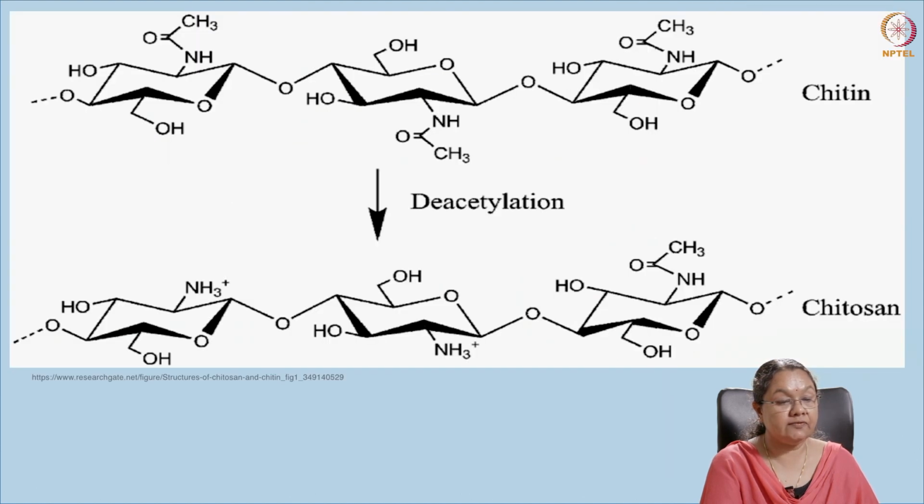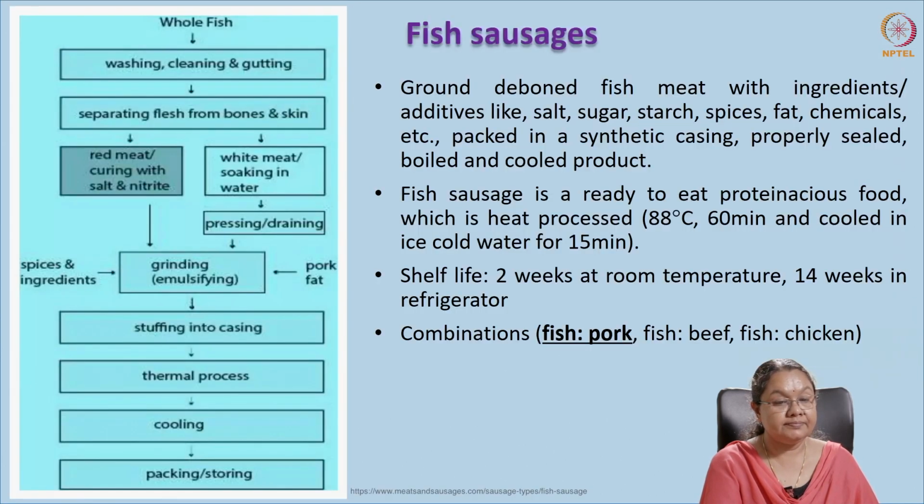And this is the structure of chitin. That is the basic structure. The chitin is obtained from the shell after demineralization and deproteinization. The proteins are removed and the minerals are also removed, and the material obtained is chitin. It is not soluble in water. The solubility is increased by deacetylating it, and usually with deacetylation above 50, it is soluble in water. So as the deacetylation increases, it is more and more soluble, and this product is called chitosan.